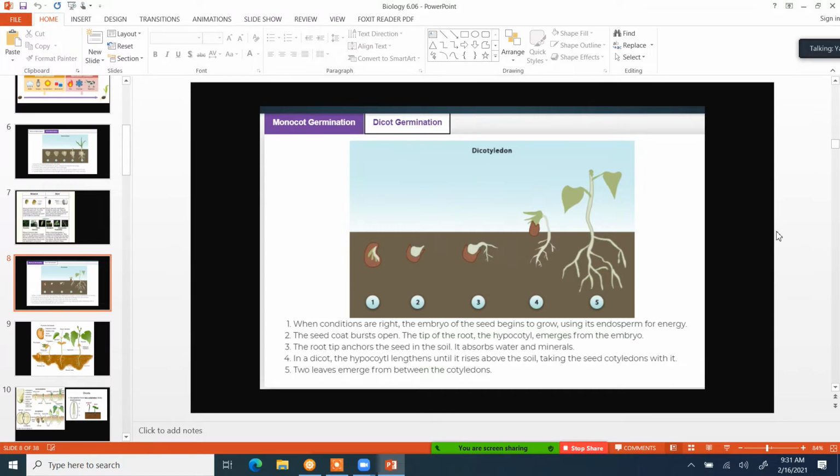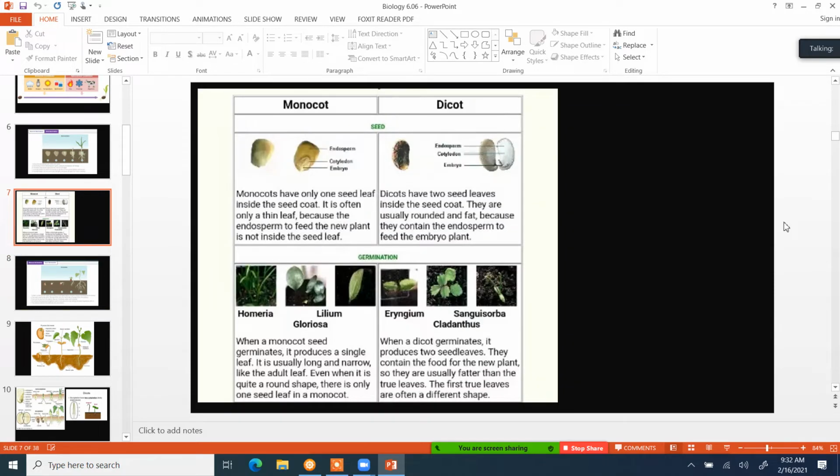In a monocot, this whole seed coat thing stays below the ground. In a dicot, it gets pulled out of the ground because the nutrition is part of the leaf. So when the leaves come out, it's going to bring the whole thing with it. Any questions on this difference? This is a very important difference. Any questions on that? No? Okay, all right.